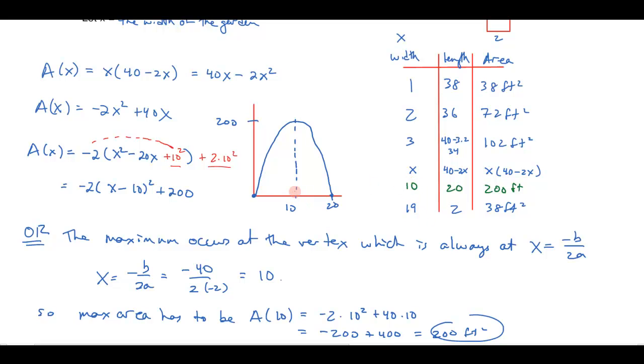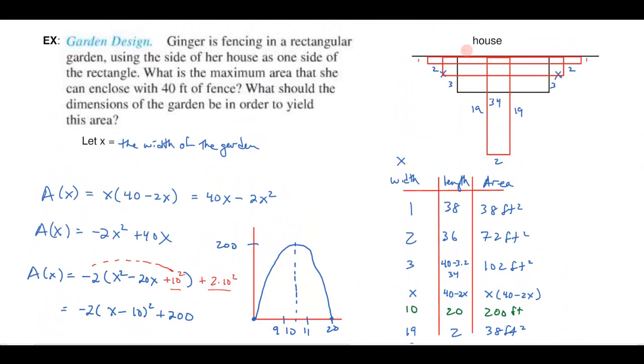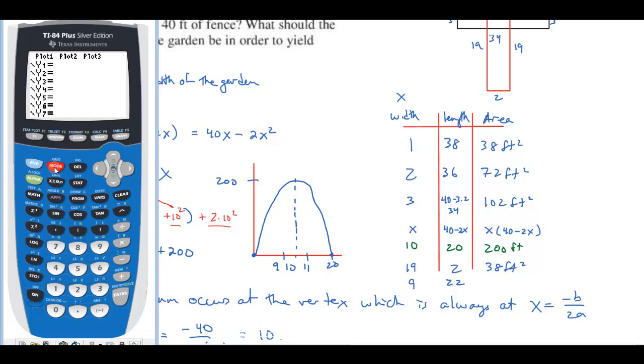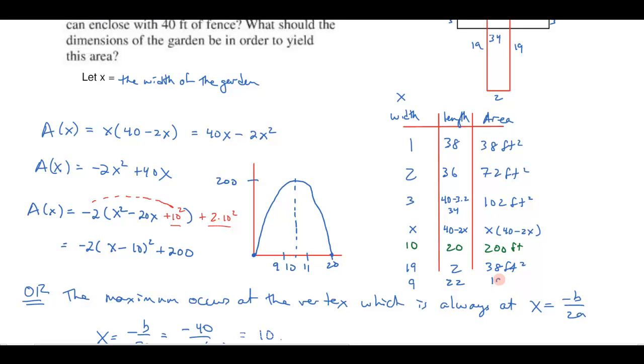All right, so one last thing we might want to do is just let's try it. Let's see what happens if I put in here like 9, or if I put in here 11. Well, if my width was 9, then I'd have 9 and 9, that makes 18. That would leave 22, wouldn't it? And 9 times 22 on my calculator is 198. So notice that's just a little bit less than the 200.